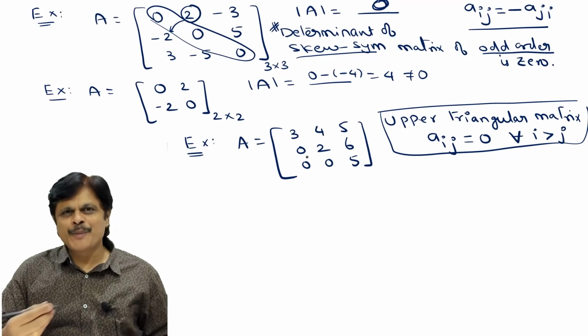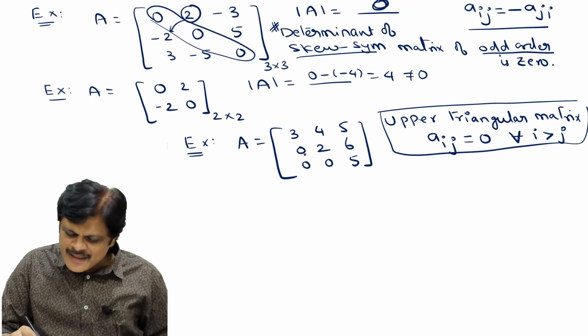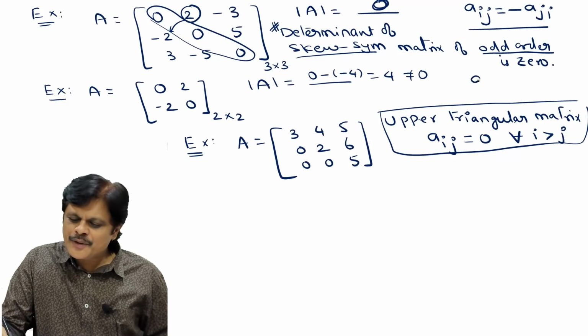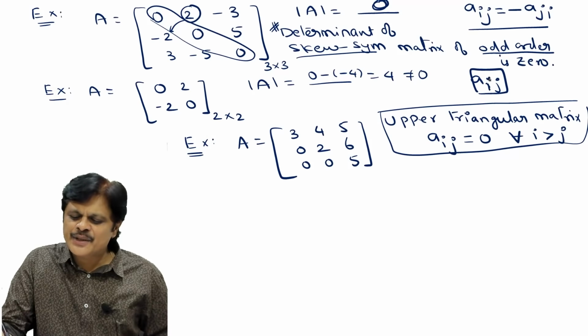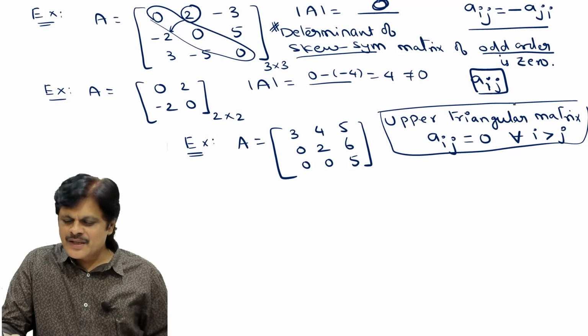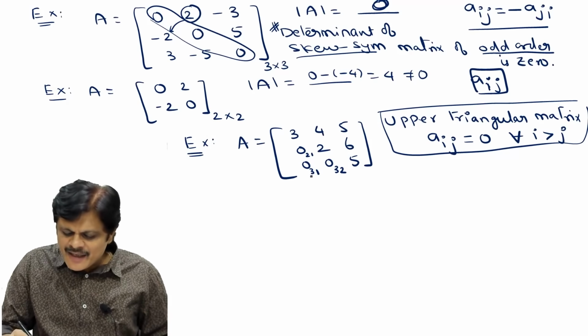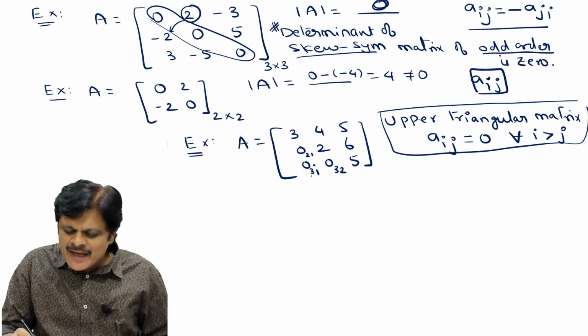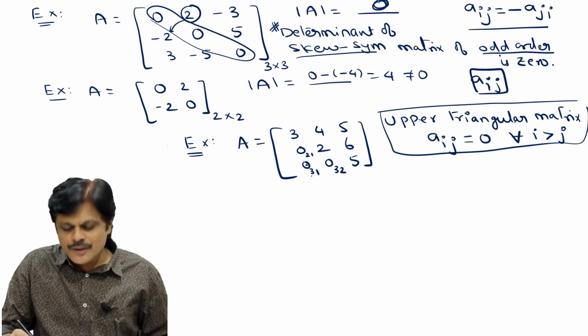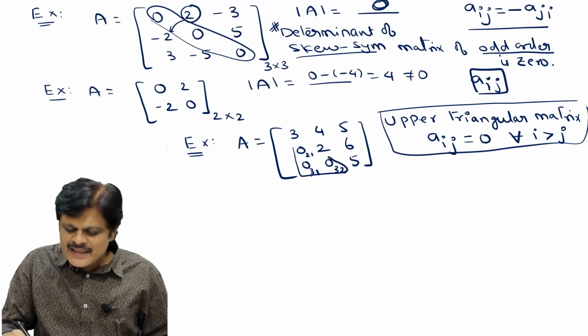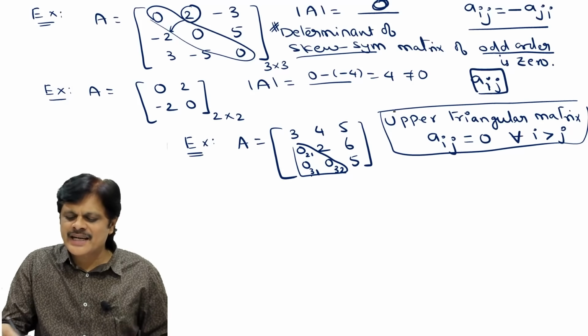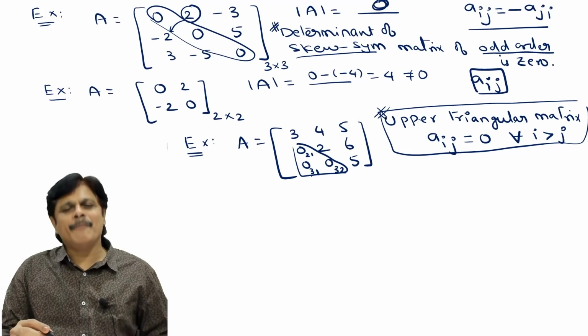With examples it would be more clear, because Aij means it is the ith row, jth column. So if you see, this is second row first column, this element is third row first column, this element is third row second column, and whenever i is greater than j, the value is 0. Okay, whenever i is greater than j, the values are 0. That is the condition for an upper triangular matrix.